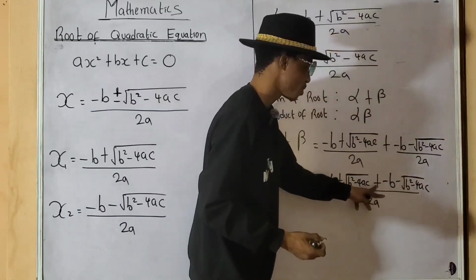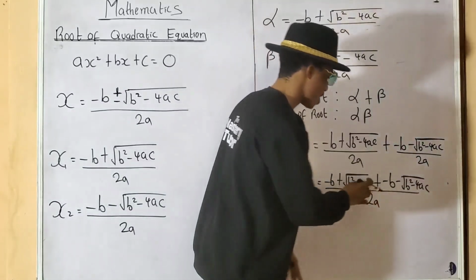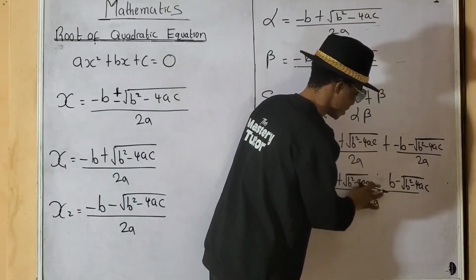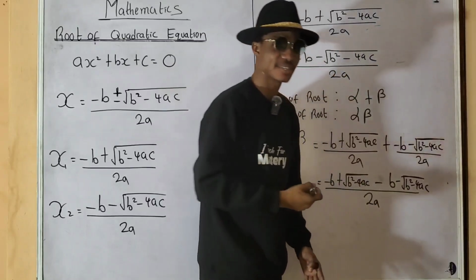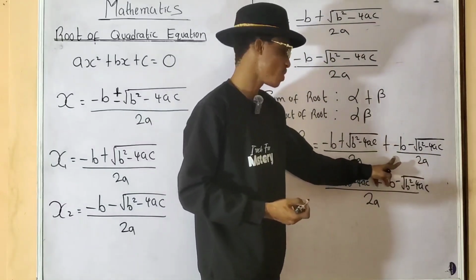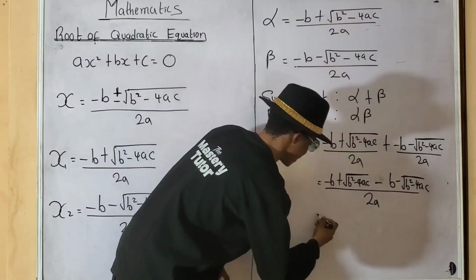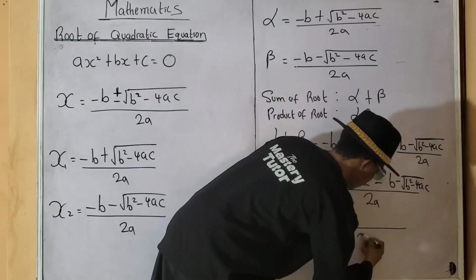Now, do you know that this plus times negative will give me what? Negative. So I'm going to have minus here. Do you understand? This positive will multiply the negative that I have at the front of b. So I'm going to have negative, okay? So please pay attention. Here, we can simplify this further. This will be over 2a.